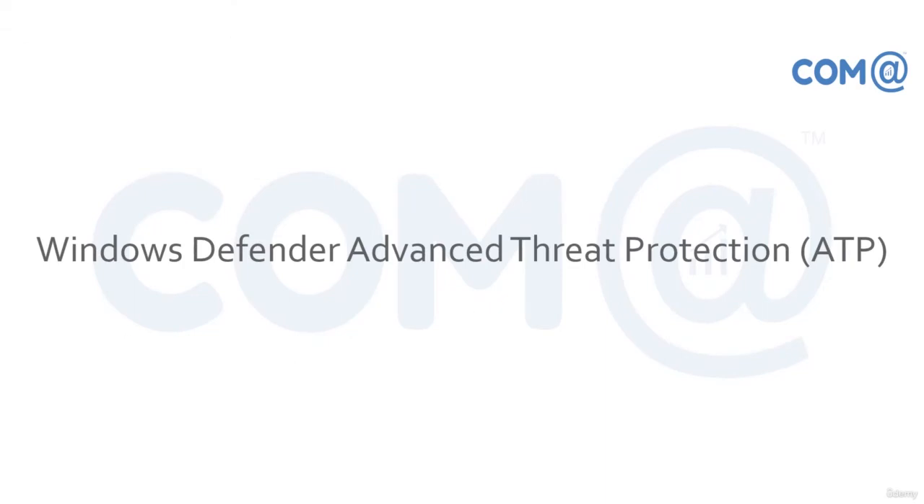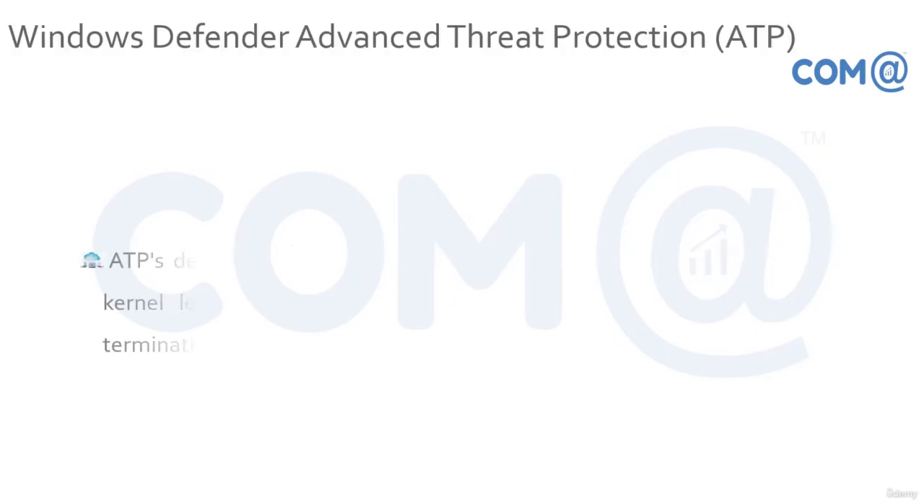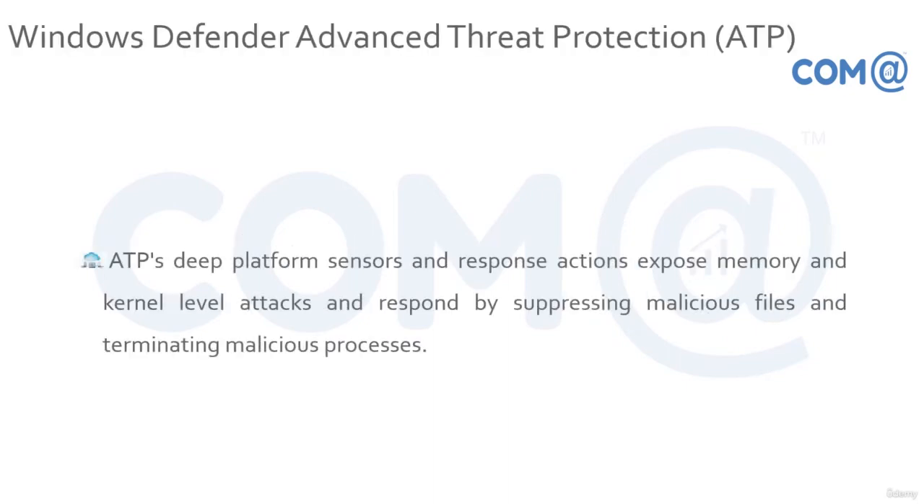And the other important feature is Windows Defender Advanced Threat Protection. So basically, this advanced threat protection is a deep platform sensors and response actions expose memory and the kernel level attacks and respond by suppressing the malicious files and terminating the malicious process.